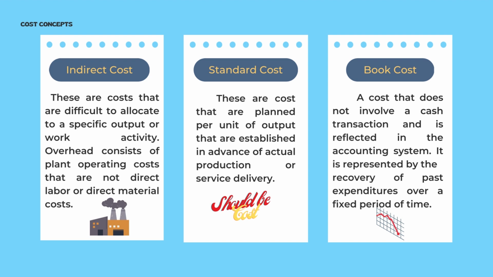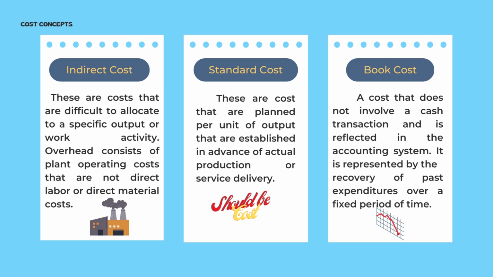Next, we have the standard cost. These are planned costs per unit of output that are established in advance of actual production or service delivery. They are developed from anticipated direct labor hours, materials, and overhead categories. Because total overhead costs are associated with a certain level of production, this is an important condition that should be remembered when dealing with standard cost data.